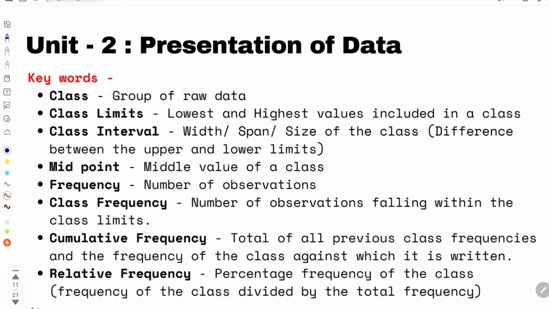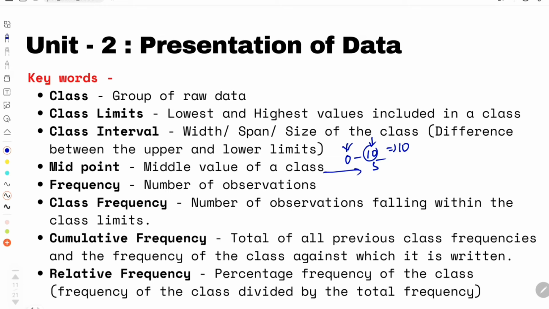Now, a few keywords that we have to always keep in mind are these. Class is a group of raw data. Class limits are the highest and lowest values which are included in a class. Class interval is the width, span or size of that class, that is the difference between the upper and lower limits. How much is the width of that class? Midpoint is the middle value of the class. For example, if your class is 0 to 10, then your midpoint will be 5. And 0 and 10 are your class limits, and 10 minus 0, that is 10, is your class width or class interval.